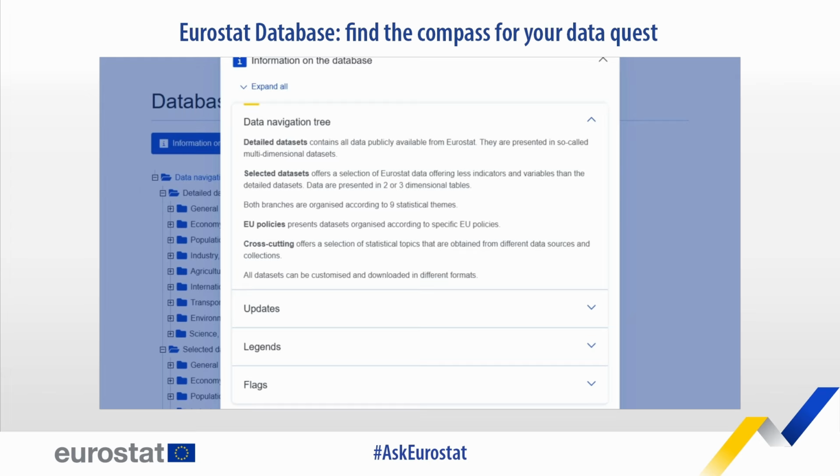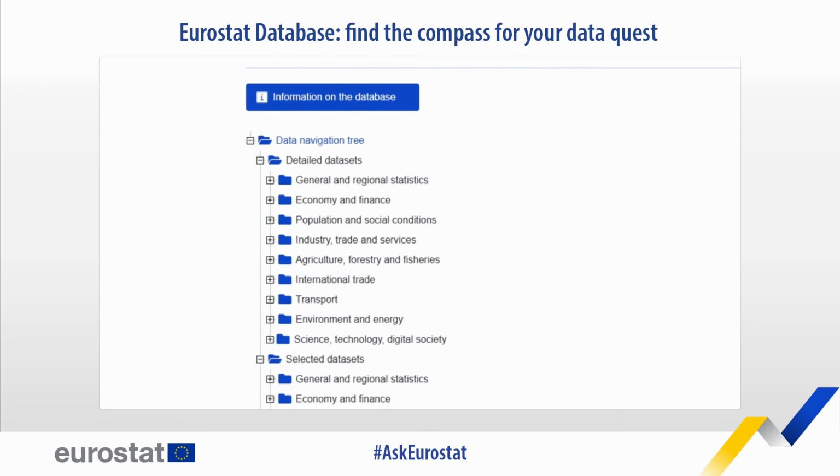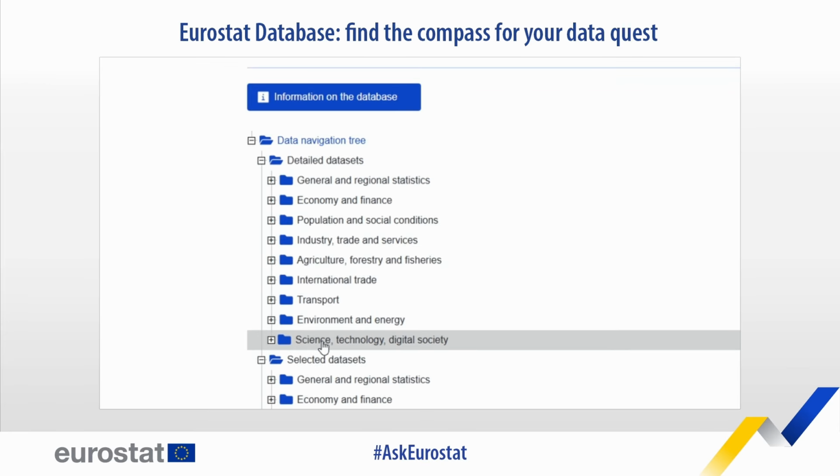On the other hand, selected datasets contain a selection of Eurostat data focusing on fewer indicators and variables. Typically, they contain 2 or 3 dimensions. Both detailed datasets and selected datasets are organized according to 9 statistical themes, which are the ones you see on the screen right now. These are broad, high-level thematic groupings, which are then broken down into more specific subfolders.